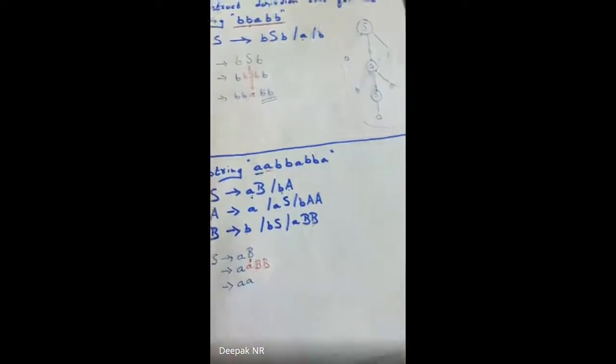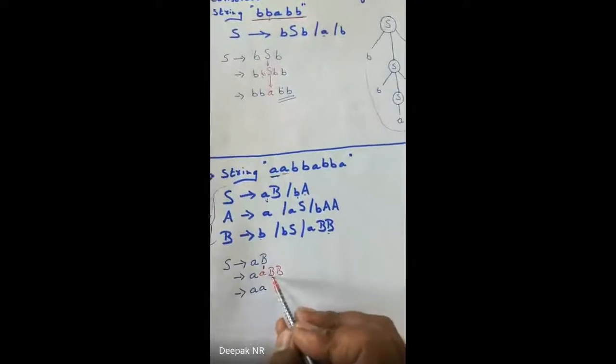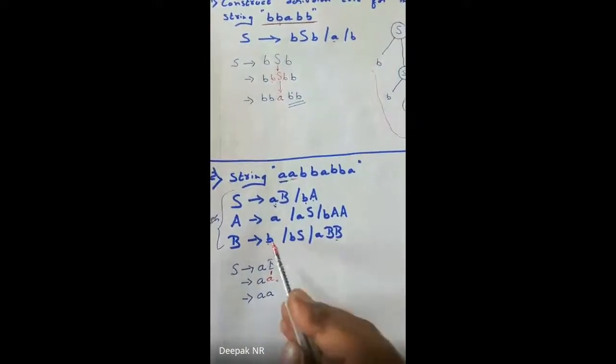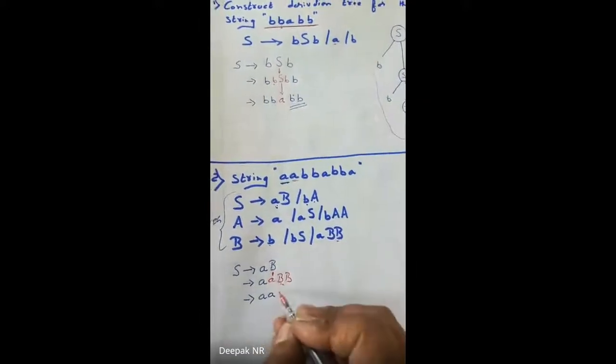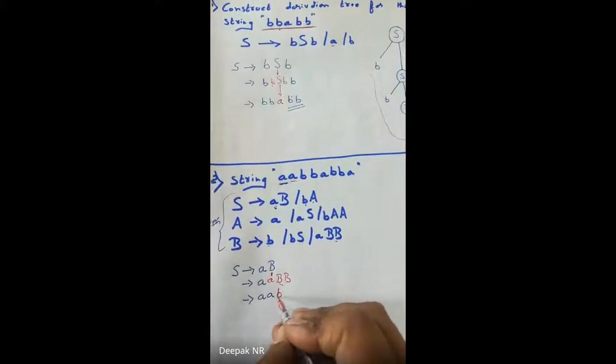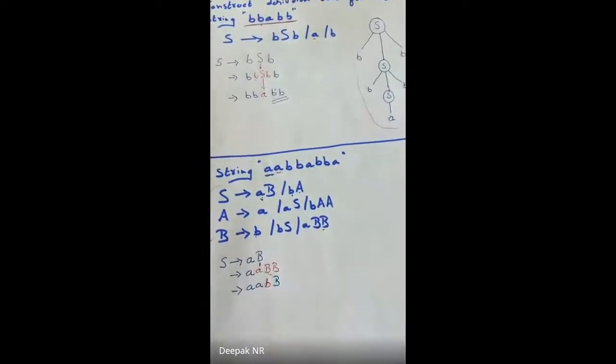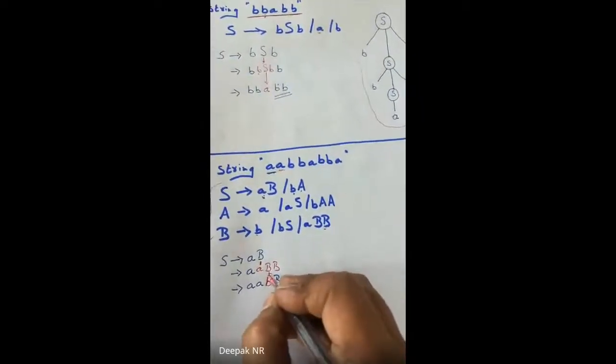A is done. Now I have two B's. This B, what will I replace it with? I have one B or BS. Which one will I use? Let me terminate it, so I use a single B. I will use a single B, and this old B will remain the same. Clear? This is for the single B and the old B remains the same.